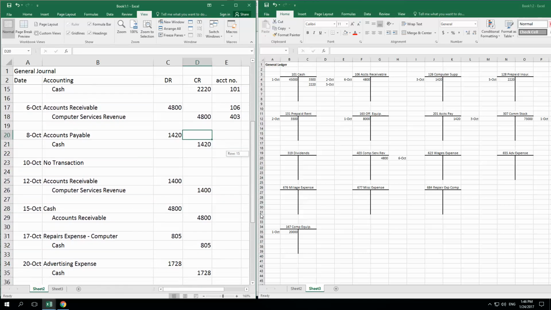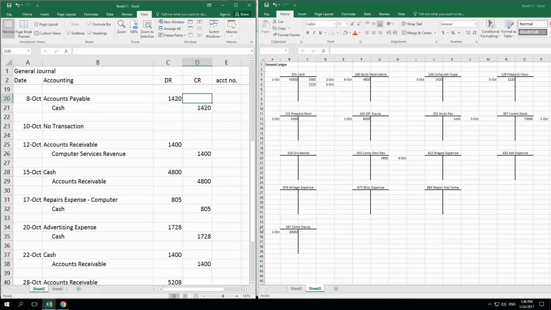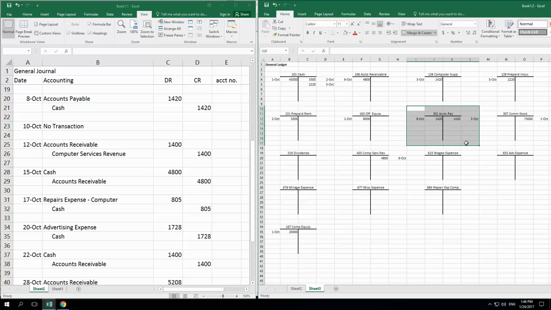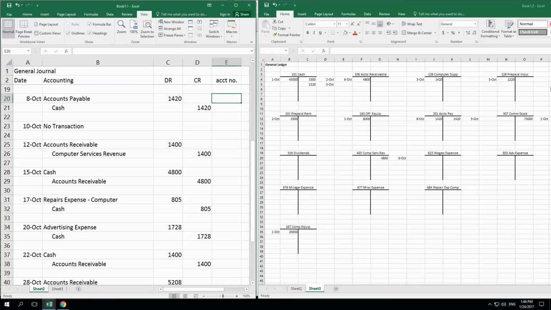Okay, moving along. On October 8th, accounts payable gets a debit of 1420. At this point in time, if you just looked at accounts payable, you could tell the balance would be 0, right? Because 1420 credit and 1420 debit, that zeros the account out. So that's account 201. And then the cash, it was paid off with cash. So 1420, 10-8. And that's account 101.